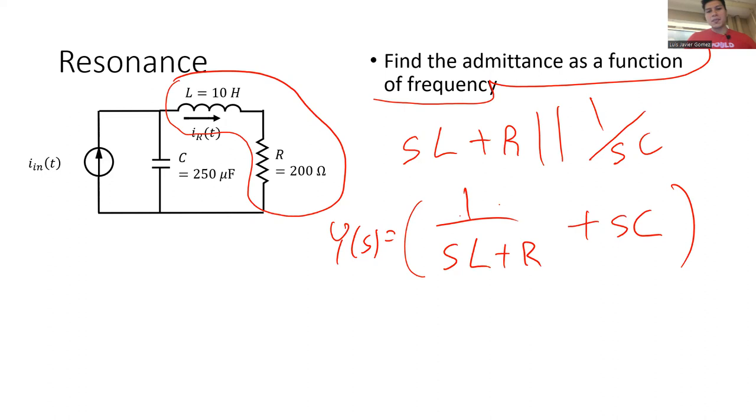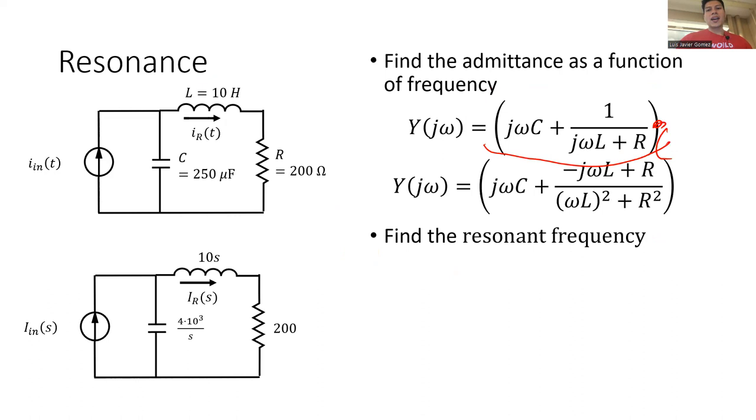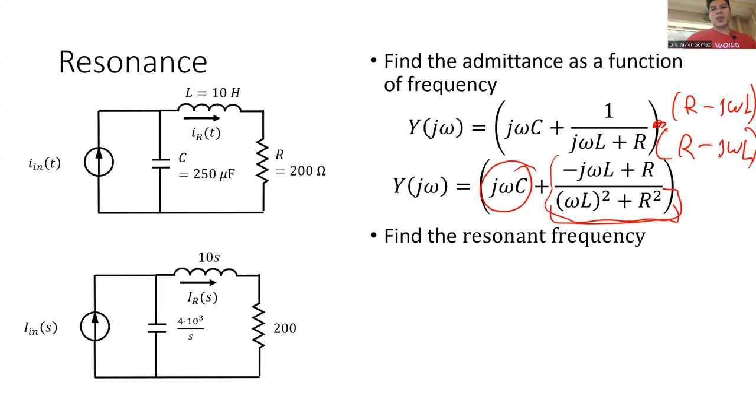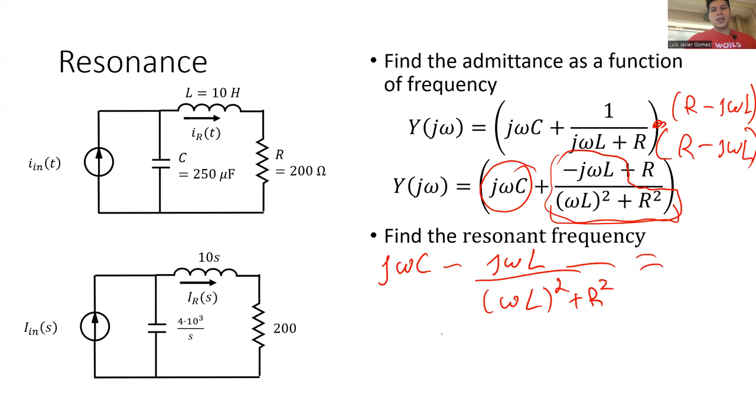Now that we know the admittance, which I just wrote here, I multiplied the top and bottom by R minus J omega L to get this. Now it's asking us to find the resonant frequency. So what do we have to do to find the resonant frequency? Yeah, we have to take this part minus this part and set that to zero. So we have to solve the equation J omega C minus J omega L over (omega L squared plus R squared) equals zero.